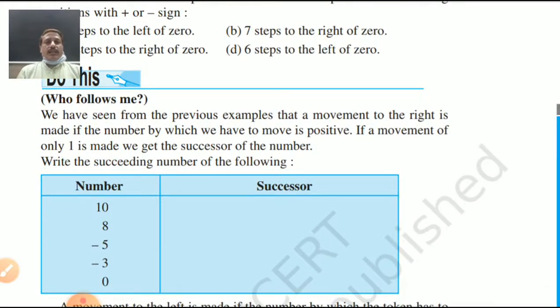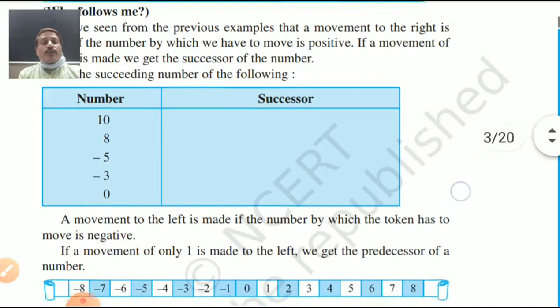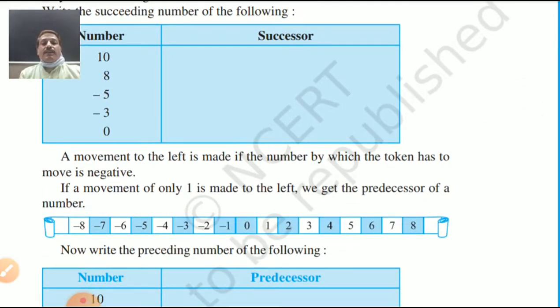Who follows me? Yes. Successor number. Successor number means next number. After 10, what will come? Yes, do this yourself. 10, 11. After 8 then? Yes, my dear student, that is 9. But what about minus 5? After minus 5, what will be the successor they ask us? See, be careful. This is the secret that we will discuss afterwards. But after 0 what will come? 1. So negative numbers, you just try it. Here the number line is also shown with a strip.